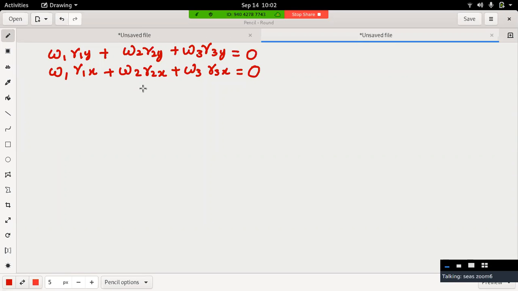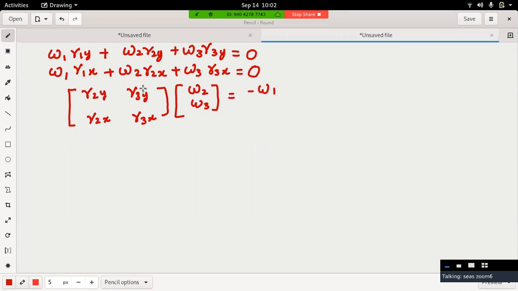So again, writing down these equations in matrix form, we can write R2y, R2x, R3y, R3x, and then omega 2, omega 3 is equal to minus omega 1, taking it common, and then it becomes R1y, R1x. So this equation can be solved using Cramer's rule.